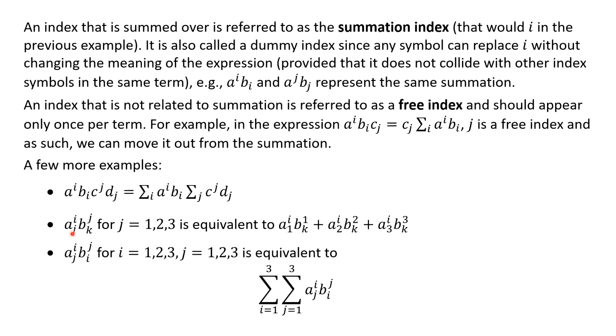Here's another one. j is the summation index, and then i and k are free indices. And so the summation would be over j. I didn't write it in the summation notation here, but since there were only three terms, I wrote it out fully. You notice it's A_1 B_1, and then we don't touch the free index. We just leave that as it is. You have 2 here and then 3.